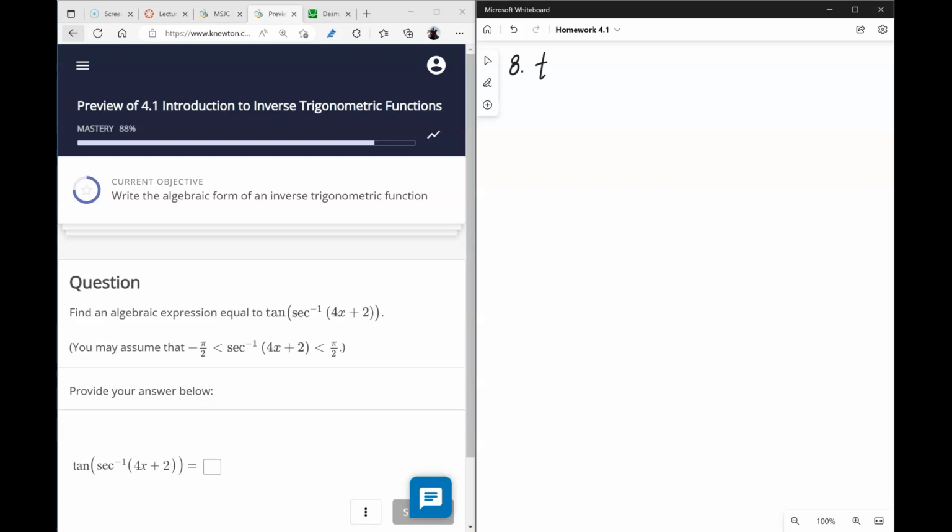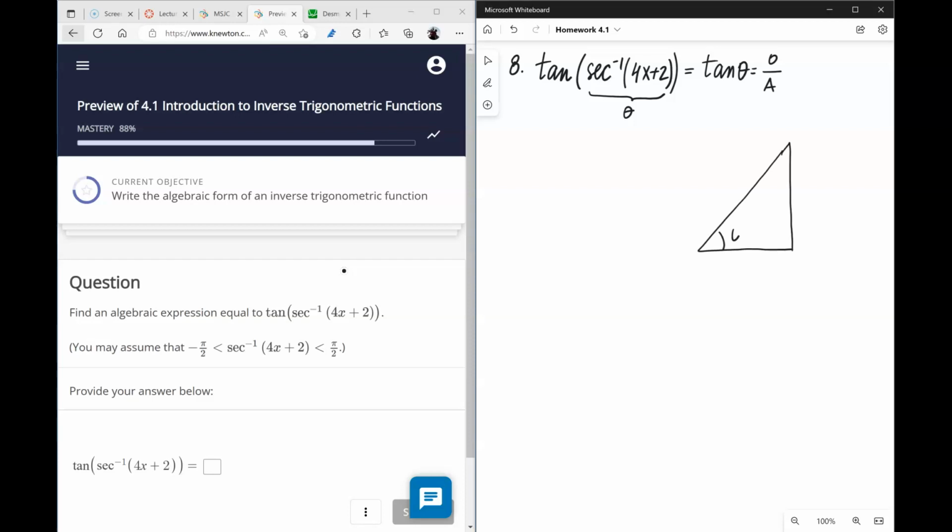We have tangent of secant inverse of 4x plus 2. And we introduce angle theta. So the problem is easy now. Tangent theta, which is opposite over adjacent. We draw a triangle. This is my opposite, this is my adjacent, this is my hypotenuse.